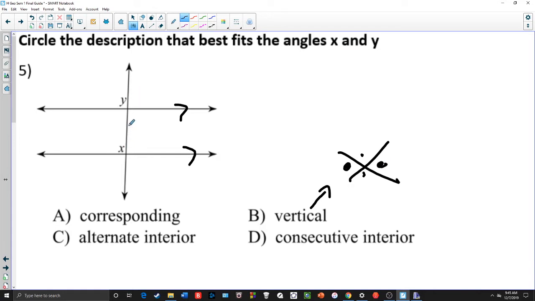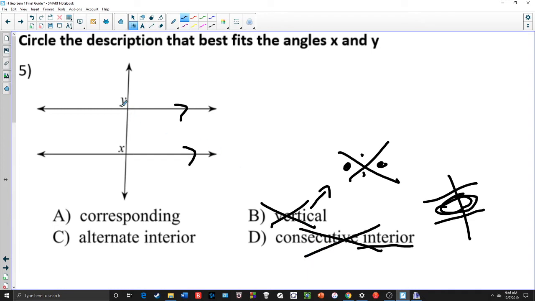Well, X and Y don't share an X shape. They're not even in the same little grouping there. So it definitely can't be vertical because they don't make an X shape. Consecutive interior means that the two angles have to be in between the lines. So if these are my lines, interior angles are angles inside this space here. They have to be in between the lines. Well, Y is outside of the lines, so it can't be interior, because even though X is, Y is not. So it can't be consecutive interior, because Y is outside.